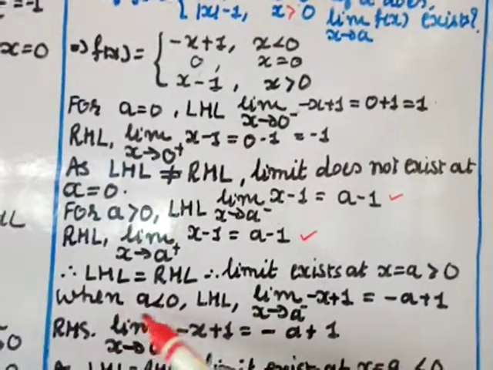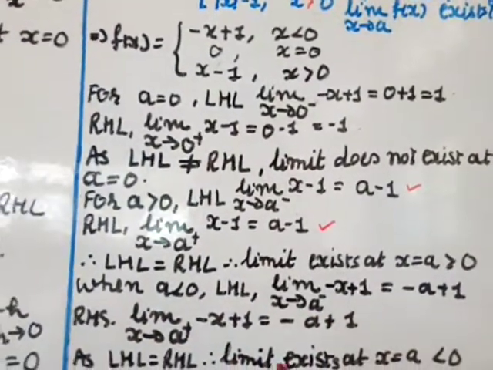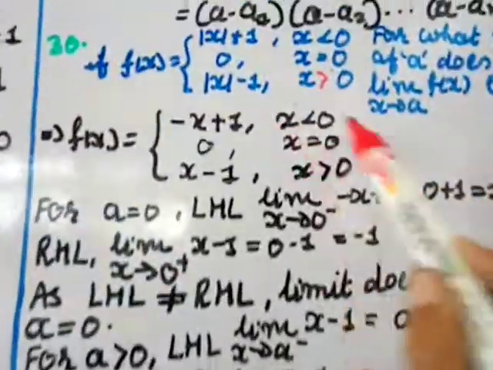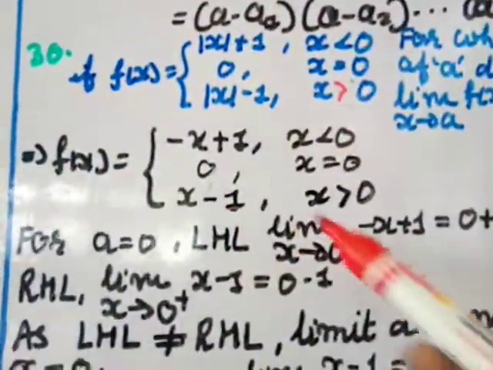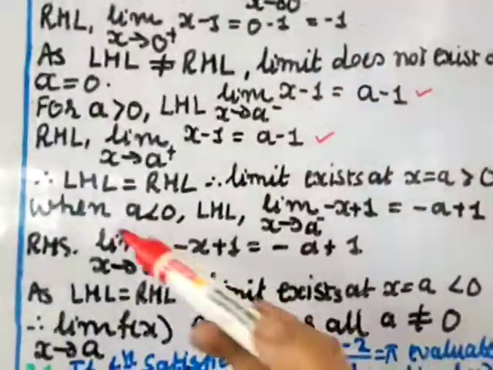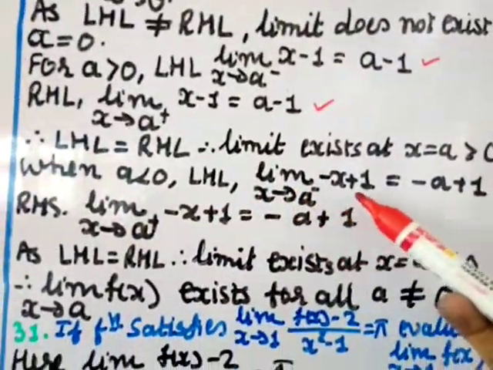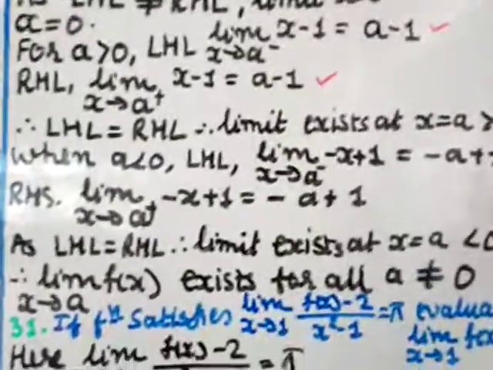Okay, when a is less than 0, now we check for less than 0. So for the left hand limit, for less than 0, we'll use the first function. Limit x tends to a minus of minus x plus 1. And just apply the limit because there is nothing to simplify.